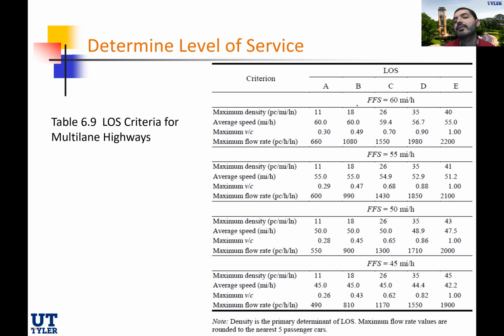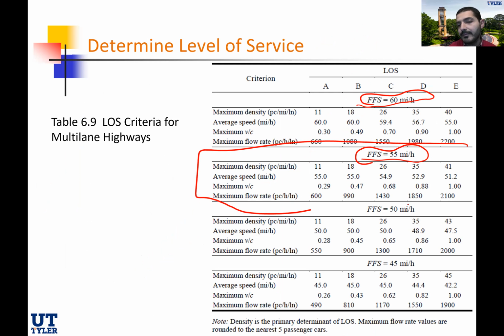But here you need to know again what's your free flow speed. Let's say that the free flow speed, same as the example here, is 55 miles per hour. So we're going to use this portion of the table, and now you need to decide what's the average speed, or the maximum V over C, or the maximum flow rate, so that you can use any of these numbers.